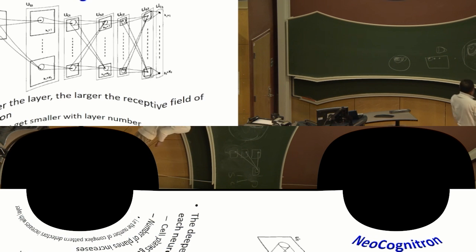Then when I get to the next layer, this is looking at a small region in the output of the previous layer, which means that the next layer of S cells is actually combining a bunch of these. And it responds to a much bigger region in the input. So as you go through the network, the receptive fields of each of these neurons get larger and larger, and the patterns that they detect get more and more complex.